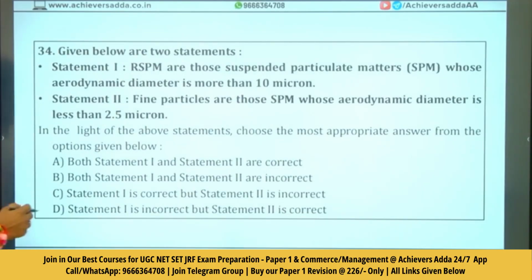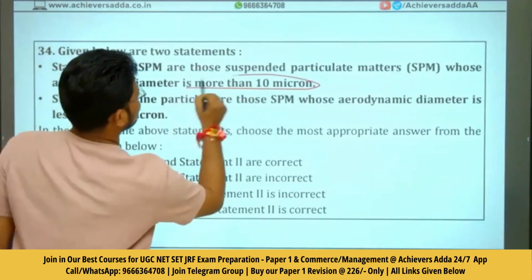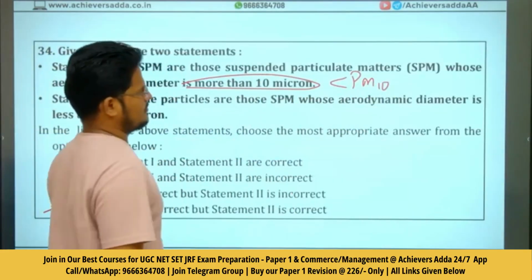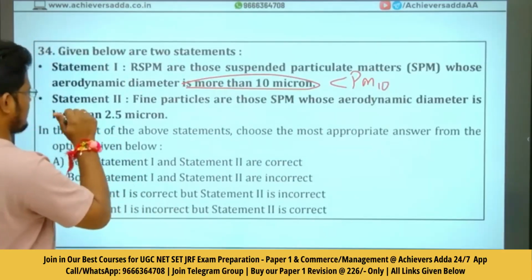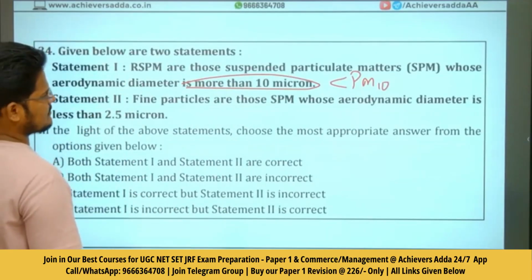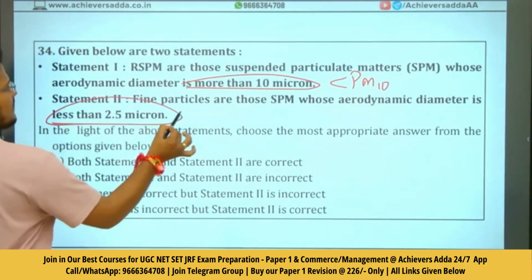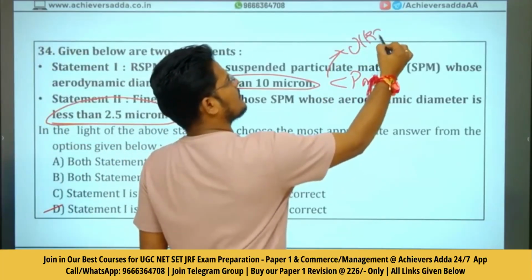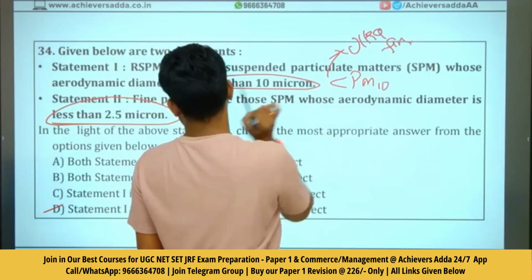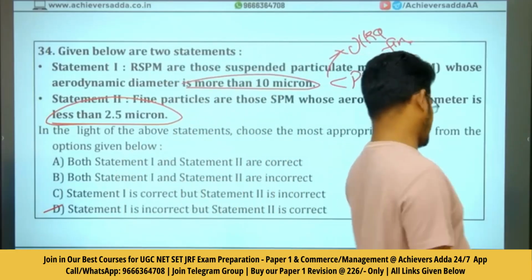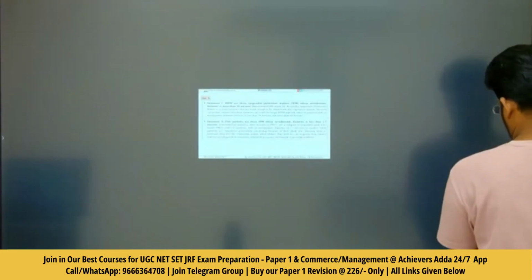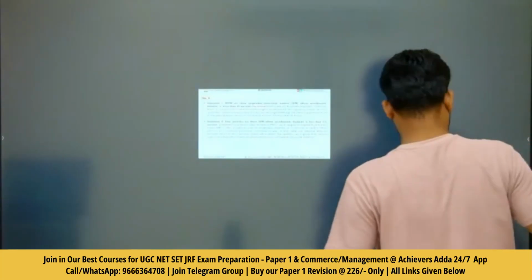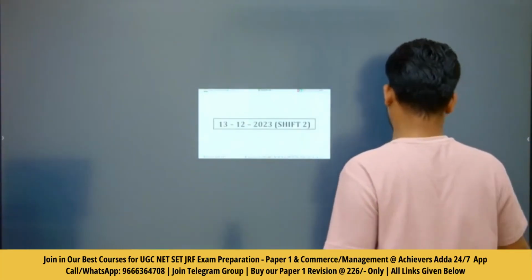It is A. So it should not be more than 10. It should be less than PM 10. PM 10 should be less than 10 microns. And your fine particles are SPM, those less than 2.5. Ultra fine particles are less than 10. Fine particles are less than 2.5, ultra fine are less than 10. So they have given more, that's why it is wrong.